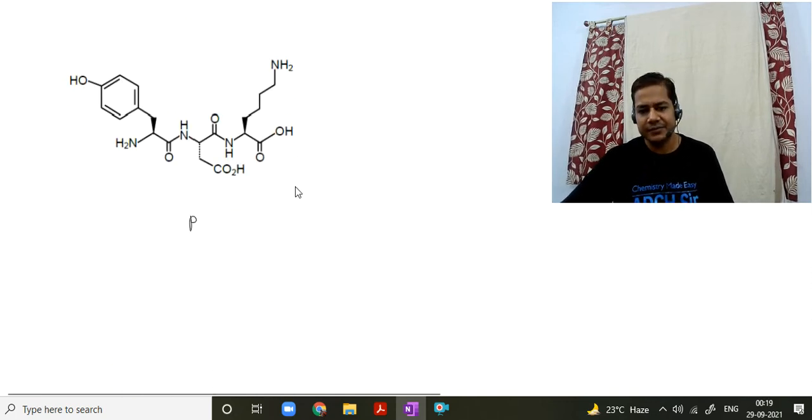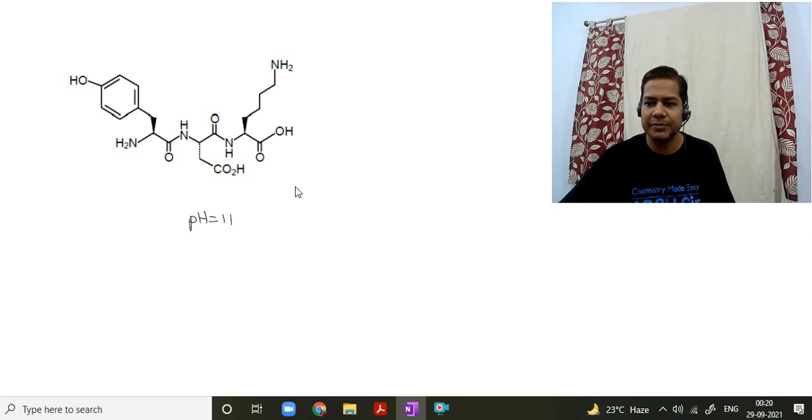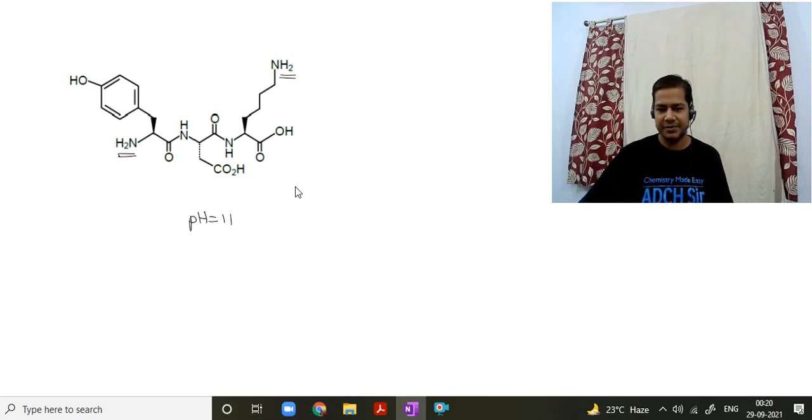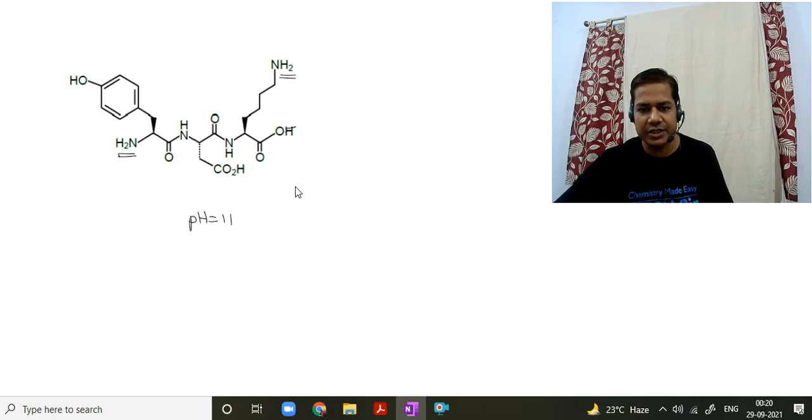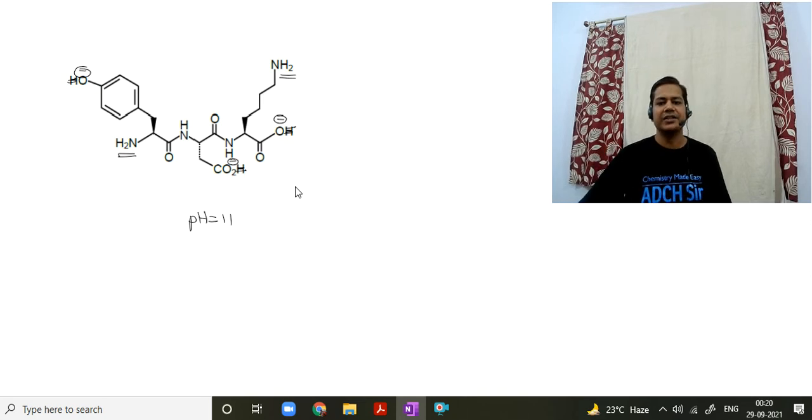The third case is pH equal to 11, and this pH is greater than the pKa of phenol, greater than the pKa of ammonium ion, greater than the pKa of even carboxylic acid. So both the ammonium ions will get deprotonated at this pH. Both the carboxylic acid groups will get ionized at this pH. And even the phenol gets ionized, because phenol also has a pKa of approximately 9. At pH equal to 11, even the phenol will get ionized.